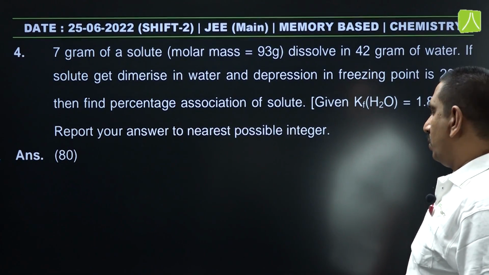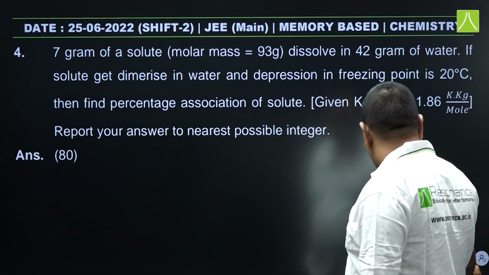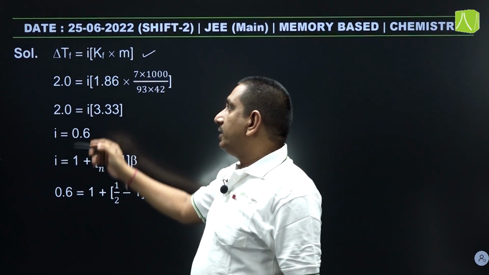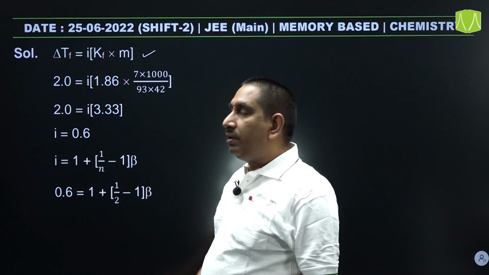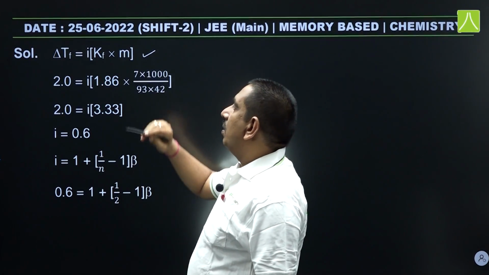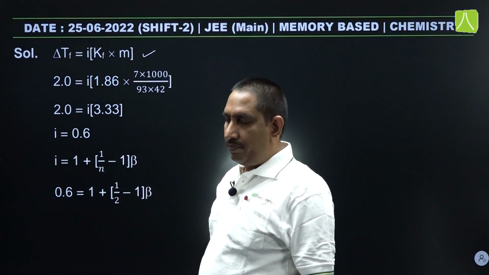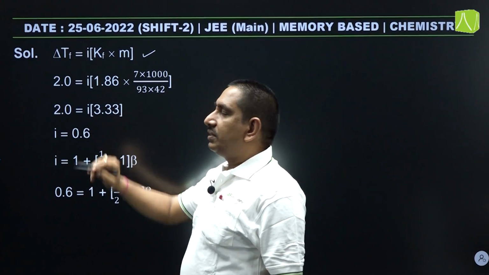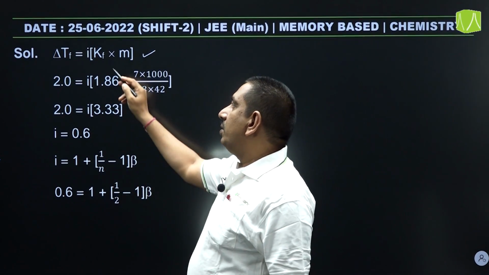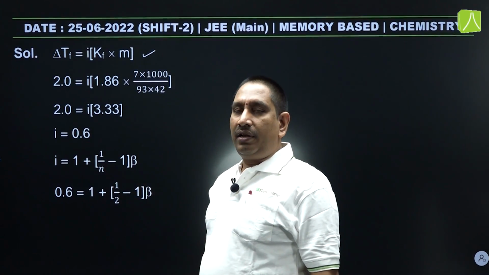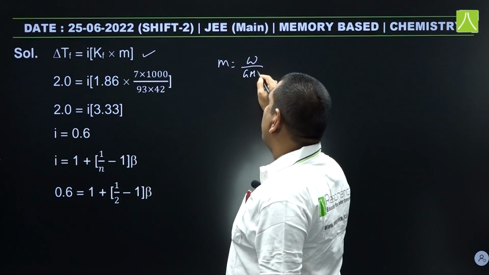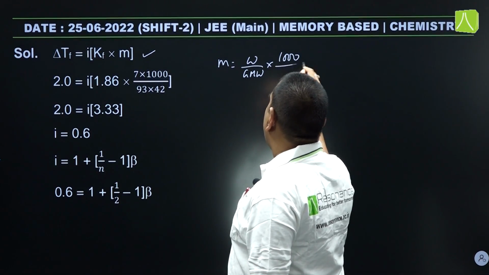इसमें delta TF equal to I into KF into M, this formula is used. इसमें delta TF depression in freezing point, I Van't Hoff's factor, KF that is molal depression constant, and M molality. अब इसमें delta TF value is given 2 और I value पहले हम इसको कैलकुलेट करना है, KF is given and molality कैलकुलेट करने के लिए डेटा दिया है, molality equal to weight by gram molecular weight of solute into 1000 by weight of solvent.